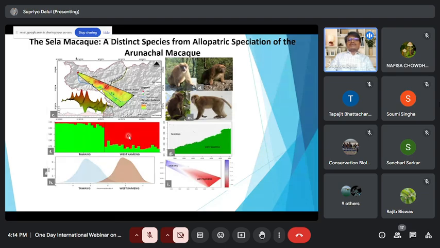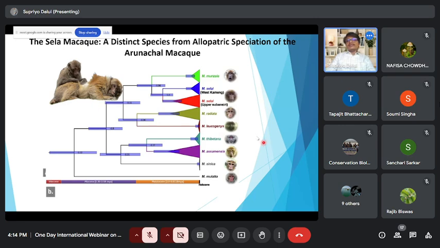So that means these individuals are particularly assigned to West Kameng district, and these are assigned to Tawang district. Even in all the other genetic analyses, he found the same results, and based on these results, he also did phylogenetic tree analysis. So Macaca munzala is the Arunachal macaque, and Macaca selai is the Sela macaque.